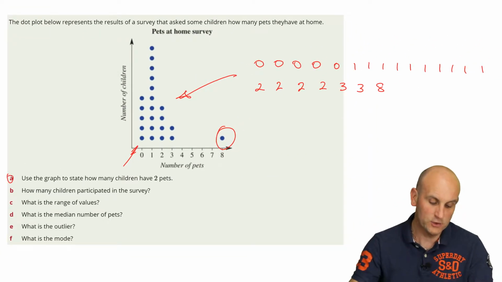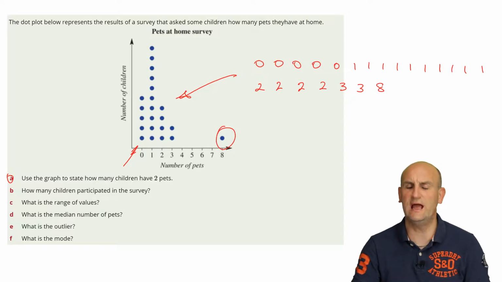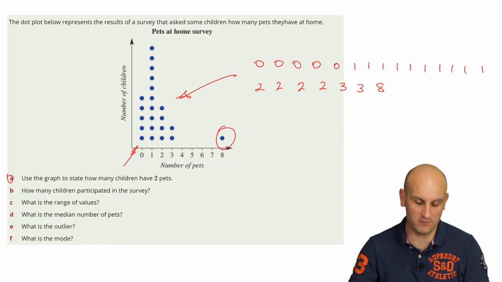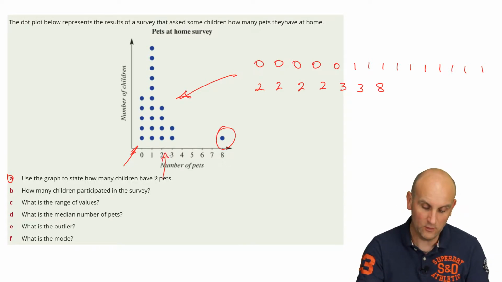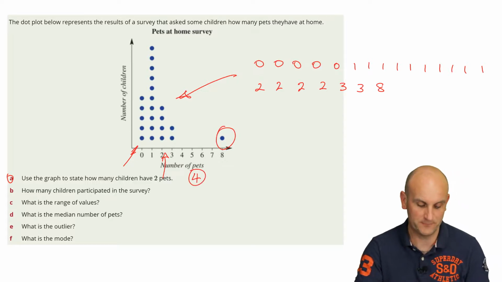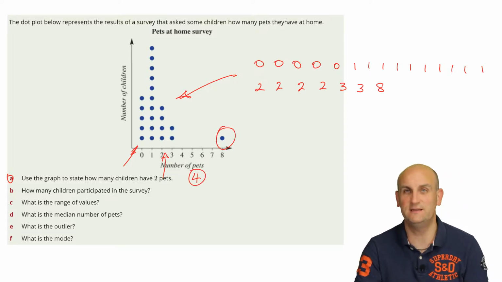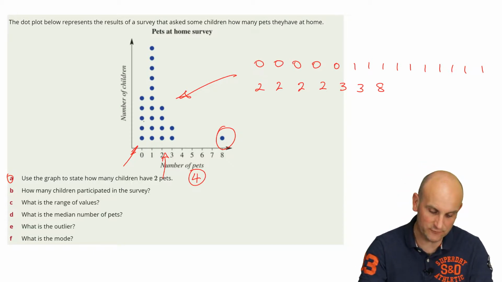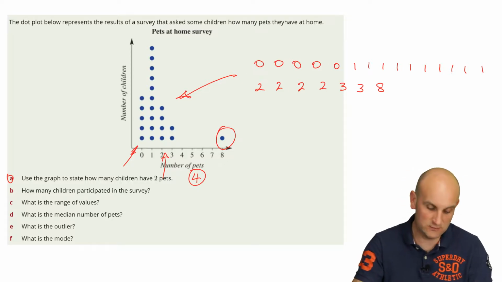Question A, use the graph to state how many children have 2 pets. Well, that's awesome. I can literally read off my graph how many dots, or how many people had 2 pets. 1, 2, 3, 4. There were 4 people. How many children participated in the survey? So that just means how many people were asked. Well, I'm just going to add all the dots together. So 10, 11, 12, 13, 14, 15, 16, 17, 18, 19, 20, 21, and 22. There were 22 dots there.